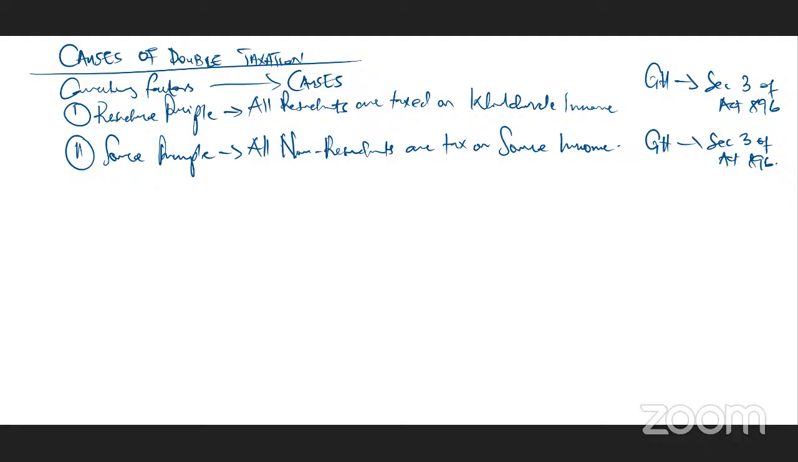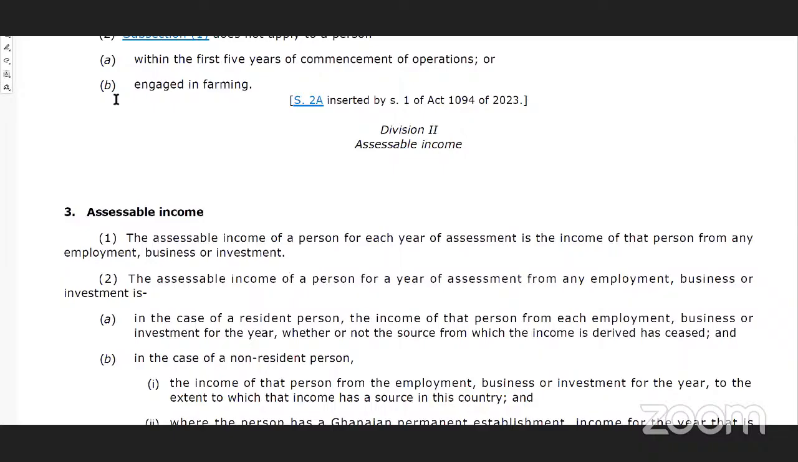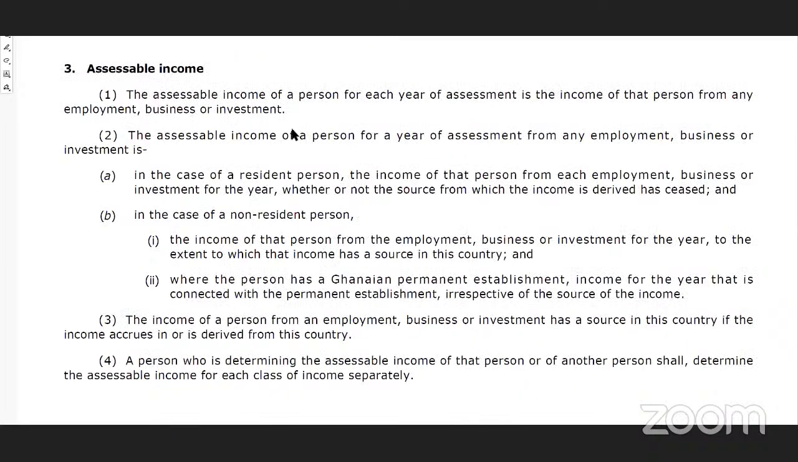Section 3 as amended. Let's read section 3, assessable income. So I believe you can all see my screen. The assessable income of a person for each year of assessment is the income of that person from any business, employment, or investment. The assessable income of a person for a year of assessment from any employment, business, or investment is: 1. In the case of a resident person, the income of that person from each employment, business, or investment for the year, whether or not the source from which that income is derived has ceased.